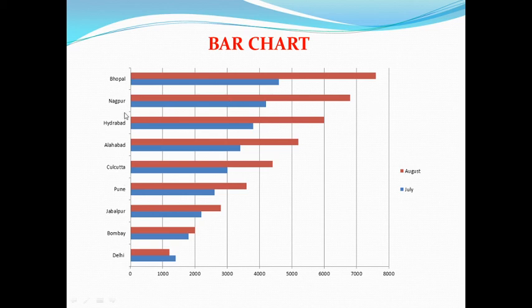Now here you can see in this type of chart, categories are represented on the vertical axis and values are represented on the horizontal axis. Is it clear? These are the categories, which are represented on the vertical axis. This is the vertical axis and values are represented on the horizontal axis.